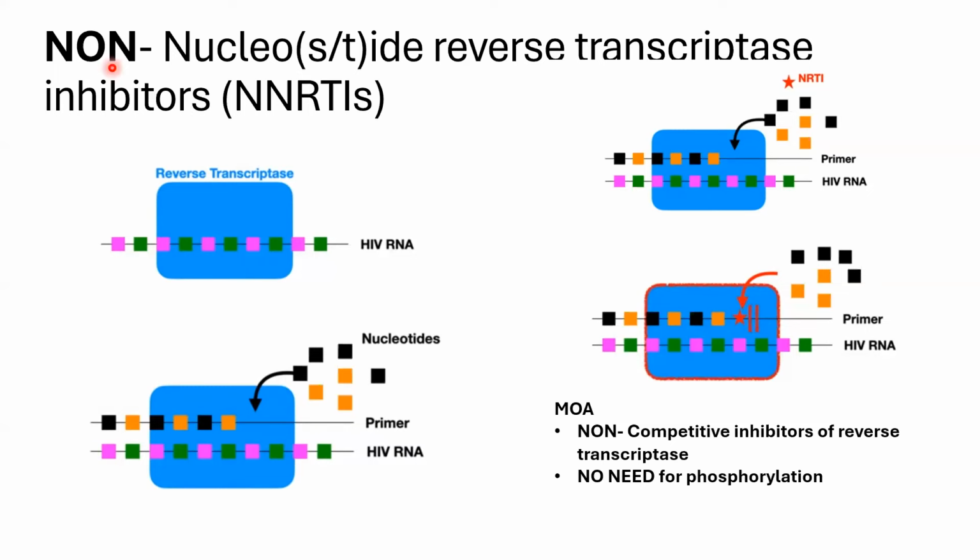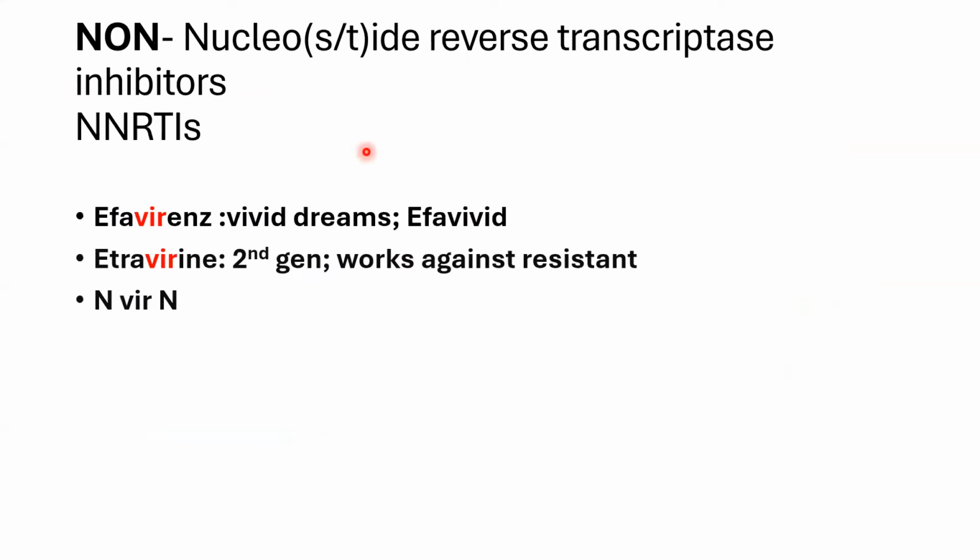So very easy to remember: non with non-competitive, and non for no need for phosphorylation because it's not a nucleotide analog. Okay, so these are the main things you need to know in case they come up in questions. Non and no need. Very easy to remember. Non, no need, and N. Now, what are the two you need to remember?